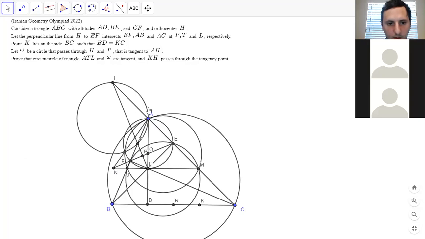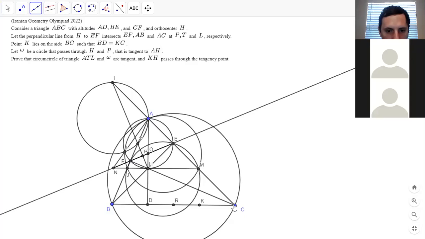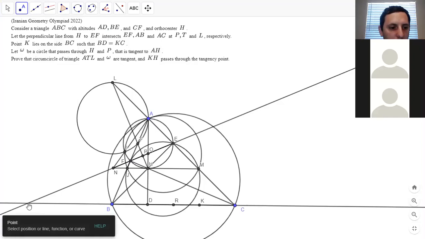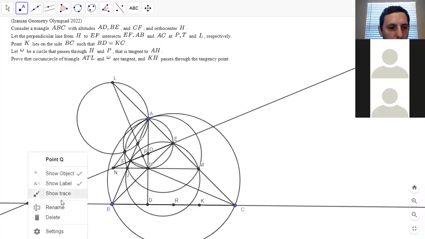Yeah, maybe we could extend AN to meet BC. We can prove that. I also did that in my solution, that AIDK is cyclic. So you just need to label the intersection of EF and BC. Let's call that point G. We'll call it G.